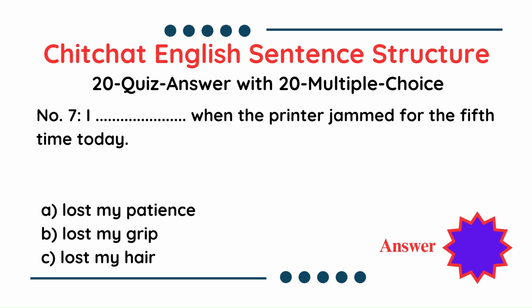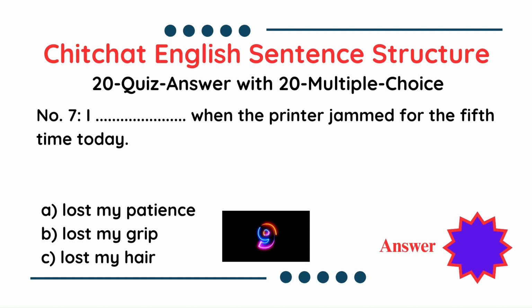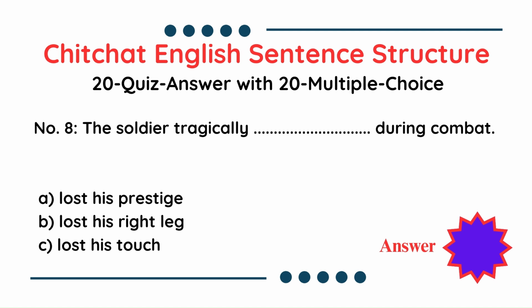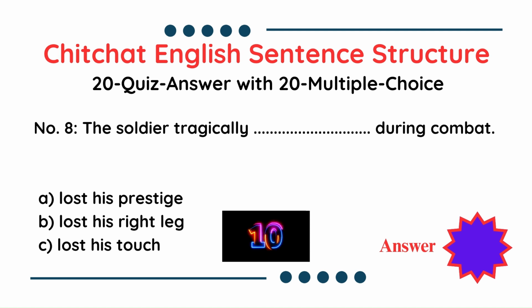Number 7. When the printer jammed for the 5th time today. A. Lost my patience. B. Lost my grip. C. Lost my hair. Letter A. Number 8. The soldier tragically, during combat. A. Lost his prestige. B. Lost his right leg. C. Lost his touch. Letter B.